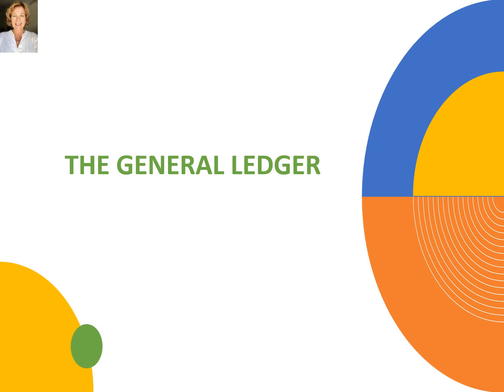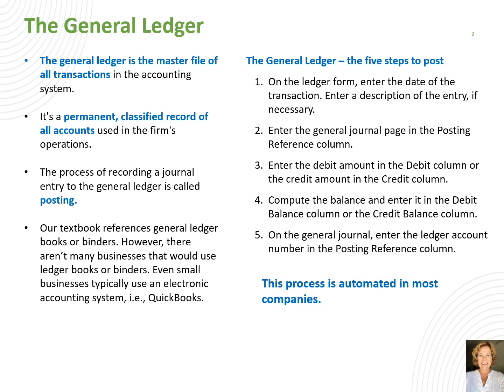Hello. Let's talk about the general ledger and why accountants post general journals to the general ledger. The 9-step accounting cycle is a series of steps performed during each accounting period to classify, record, and summarize data for a business, and then to produce needed financial information. The first step in the 9-step accounting cycle is to analyze business transactions.